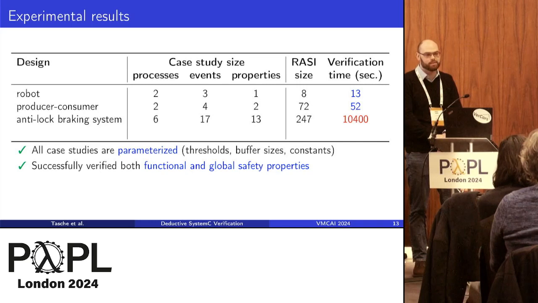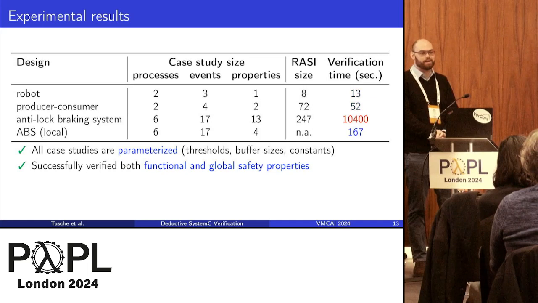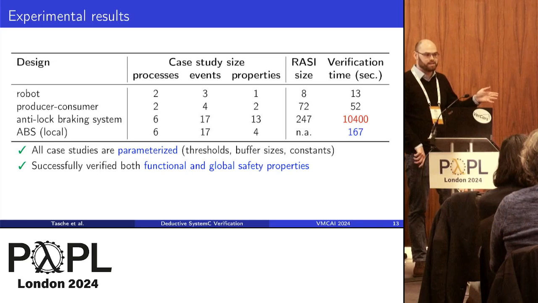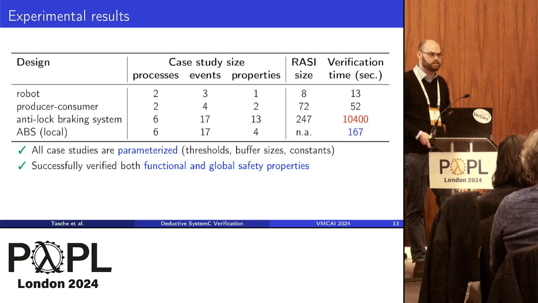Although when we compare it to a local variant of the same case study, in which we only care about local properties, we see that almost all of this time is spent trying to verify the RASI and the global properties, which makes sense because this is the weakness of deductive verification.